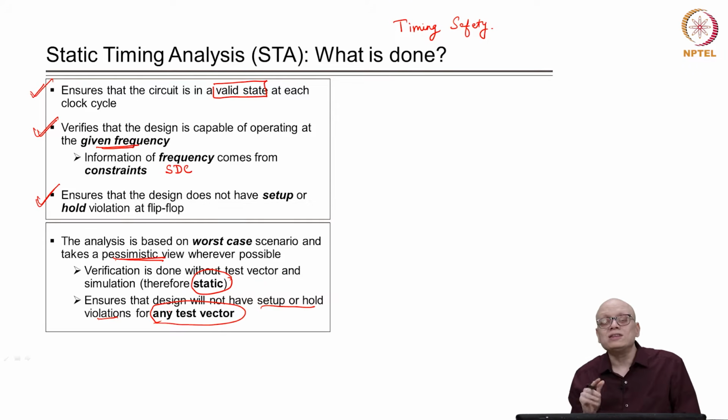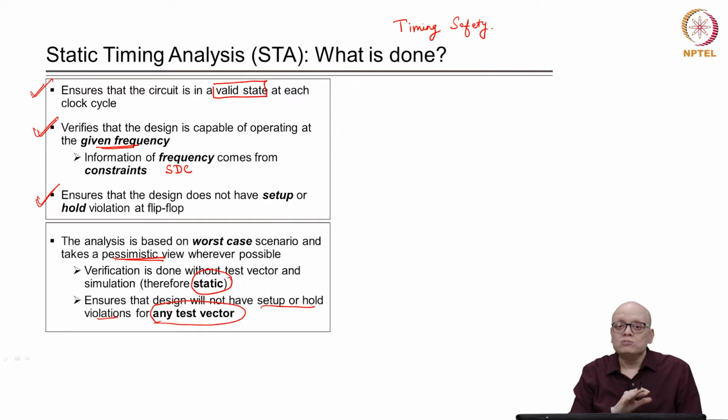Why? Because if it is verifying, it is taking a pessimistic view throughout our design, then the one considered by STA will actually be a superset of whatever test vectors can be applied to our design. Therefore, if the tool is able to establish the timing safety of a design for the worst scenario that it has considered, it will automatically be timing safe for the other possible test vectors that can be applied to our design.